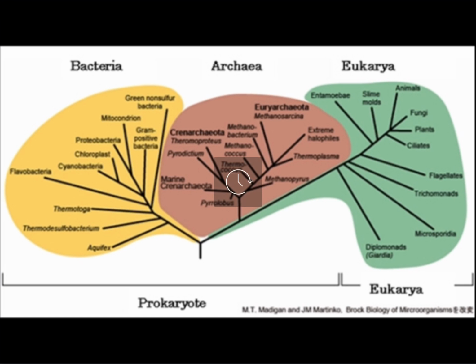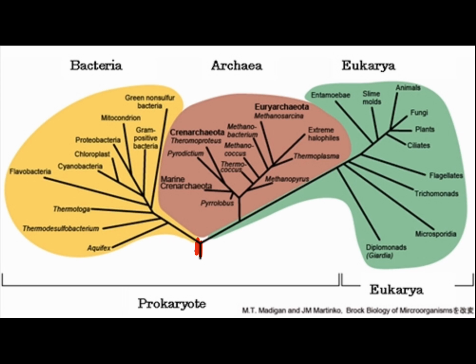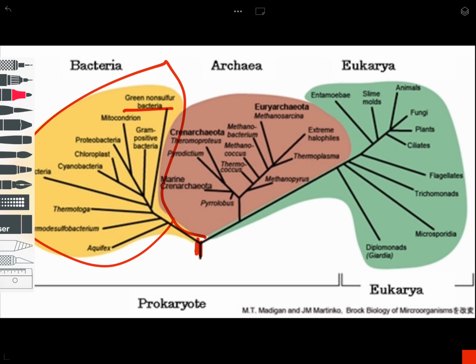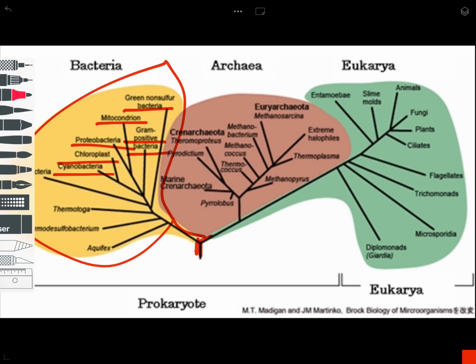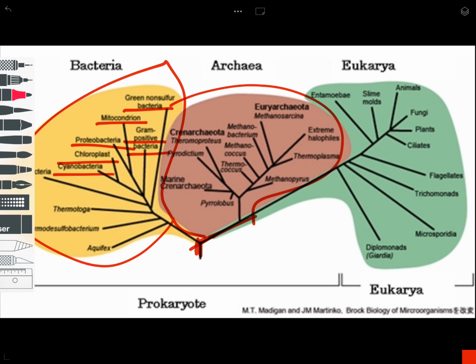And now let's talk about the origin of life on Earth. First, there were only bacteria, which are prokaryotes. On the yellow side, you can see the subclasses of bacteria. And a few million years ago, archaea evolved from bacteria, and they are also prokaryote cells.